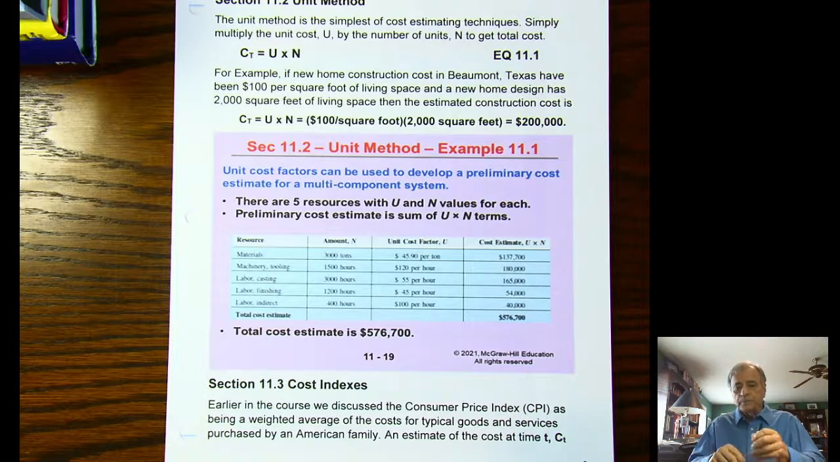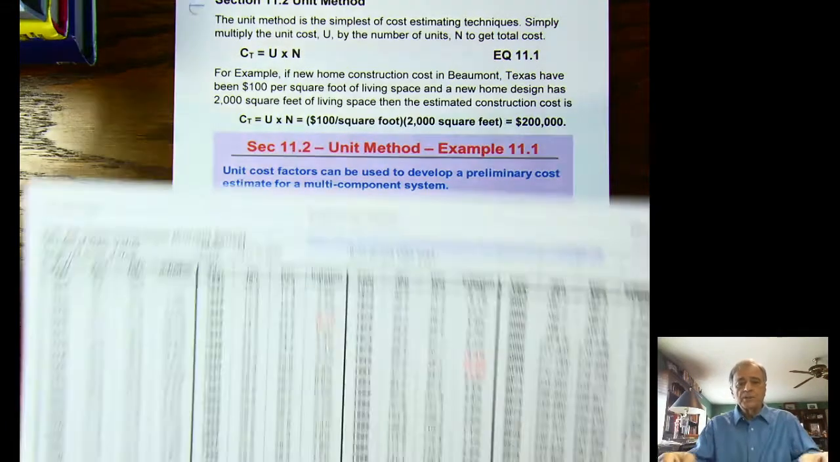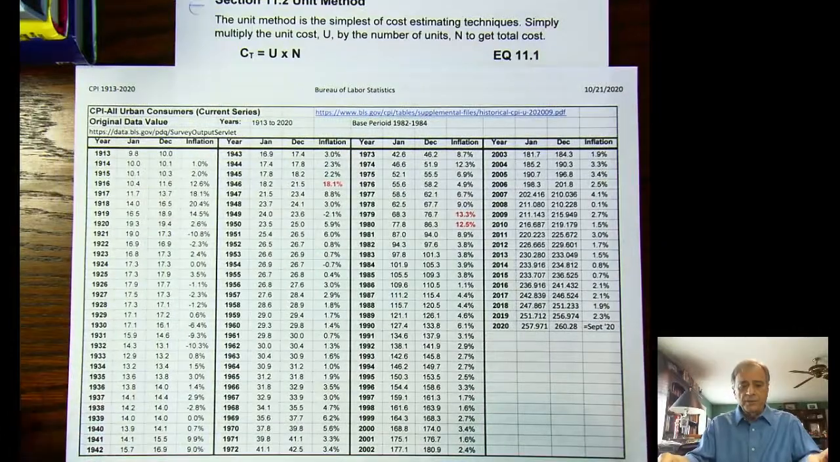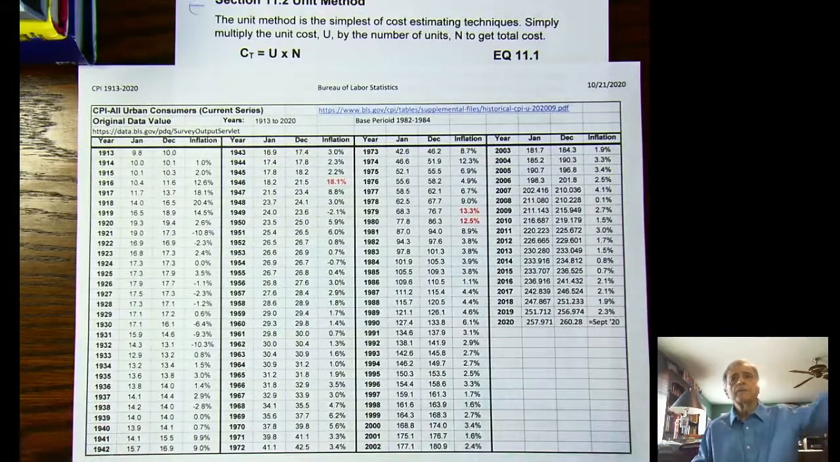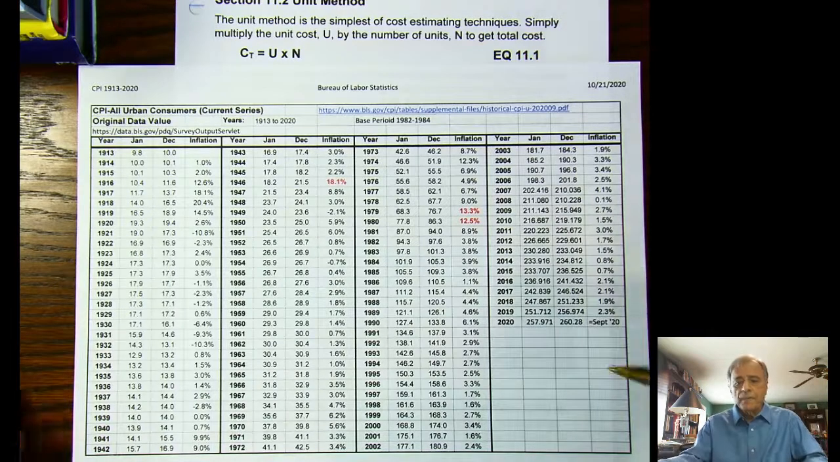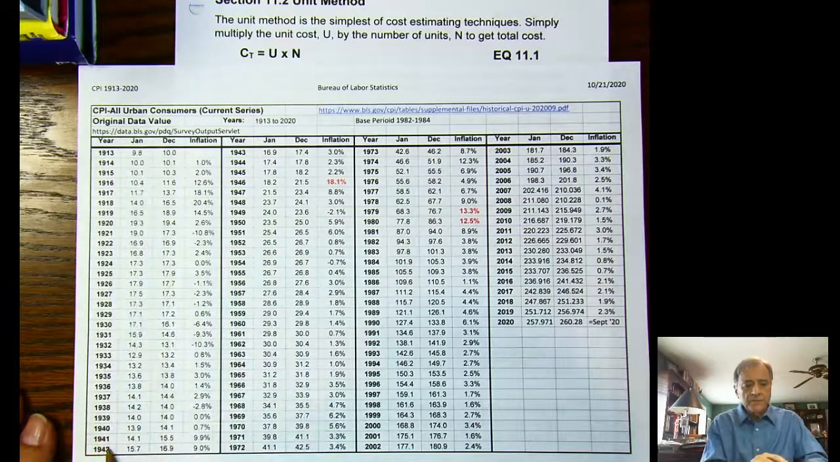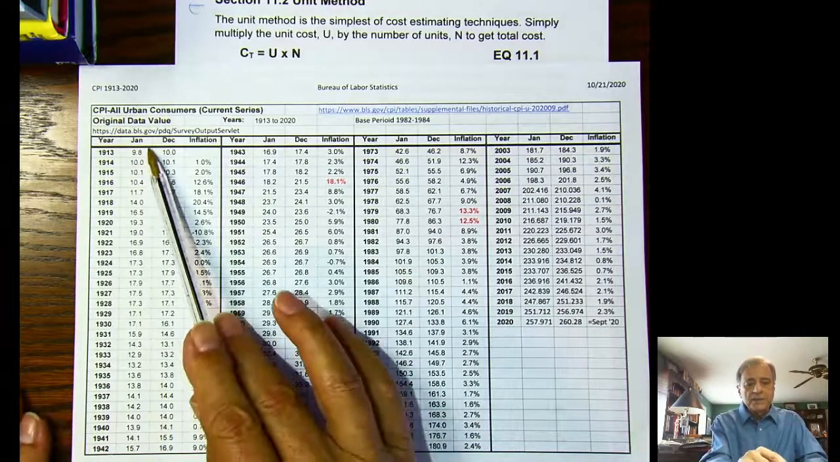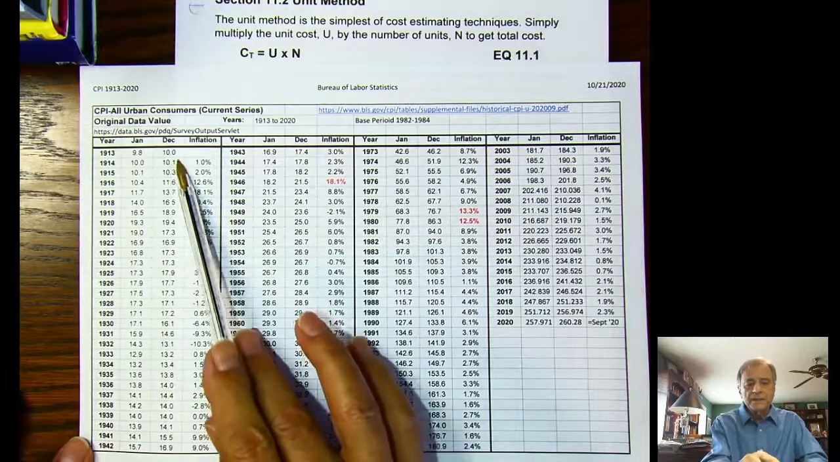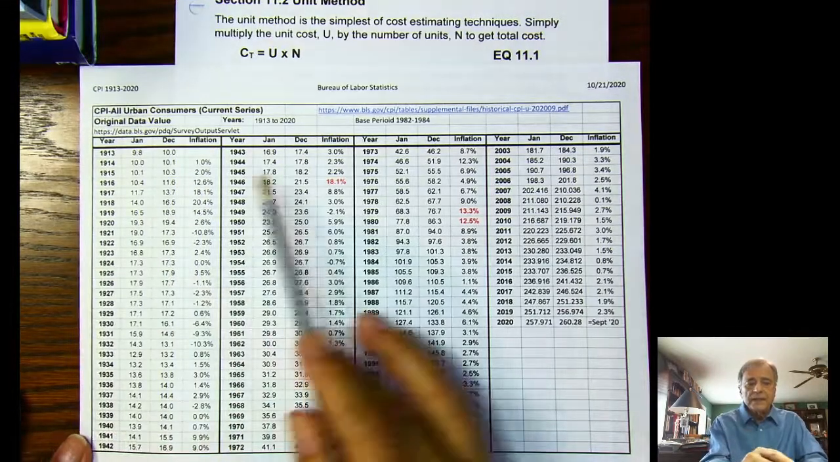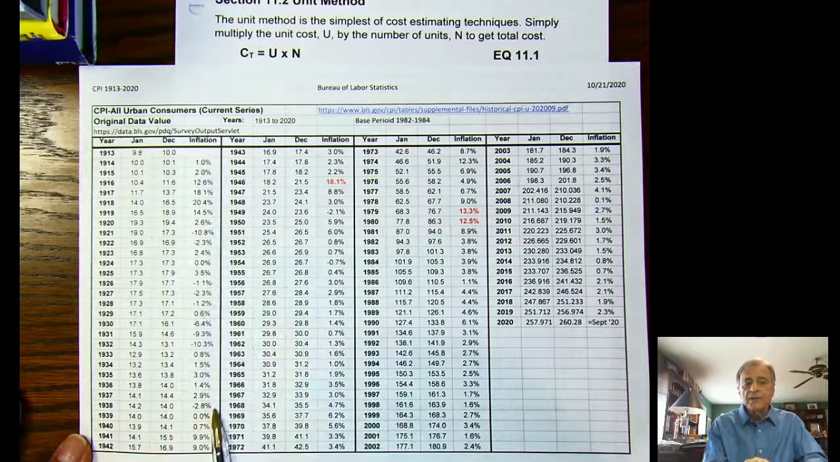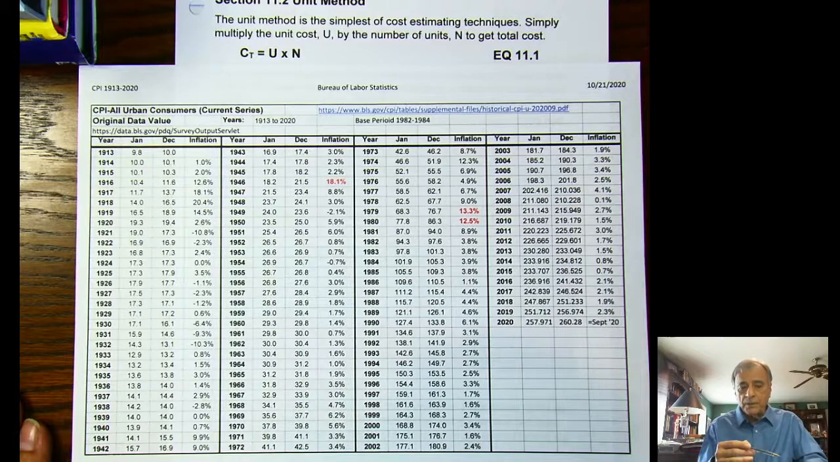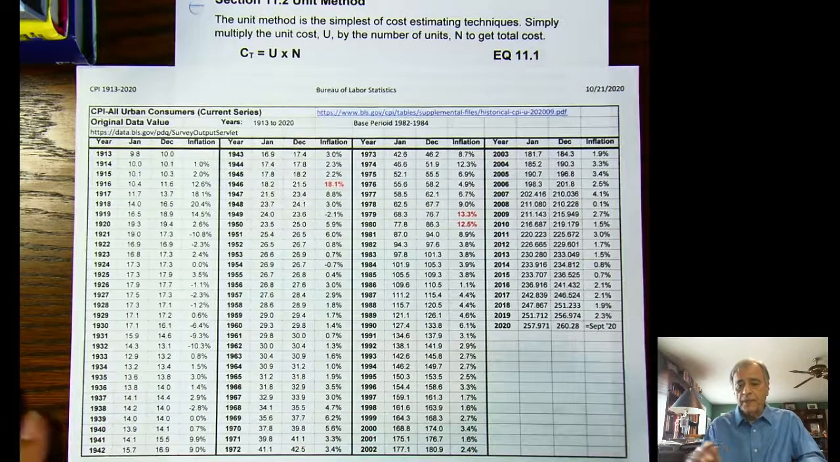And I, for example, have looked up the Consumer Price Index, and you probably can't see this because it's maybe too small of type, but what I have is the year starting in 1913 all the way to 2020, and I have the January Consumer Price Index, the December Consumer Price Index, and then I take from one December to the next and get the inflation rate for that particular year.